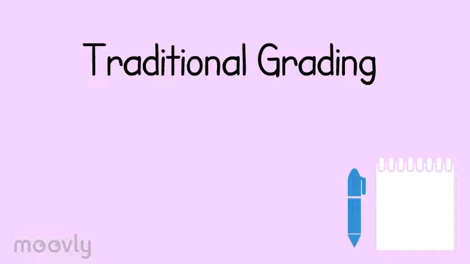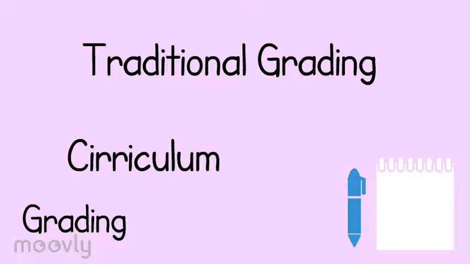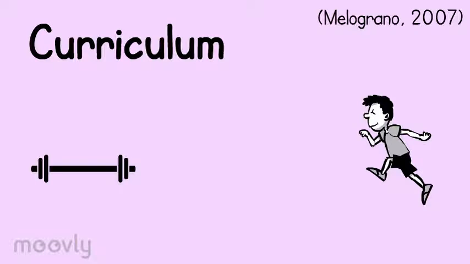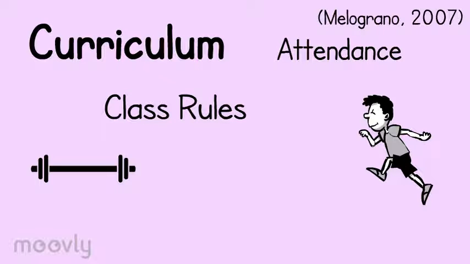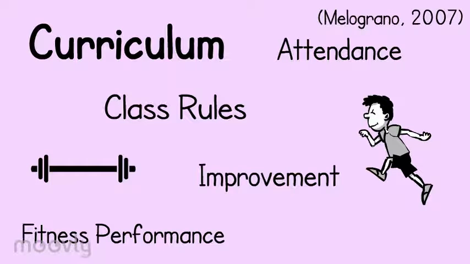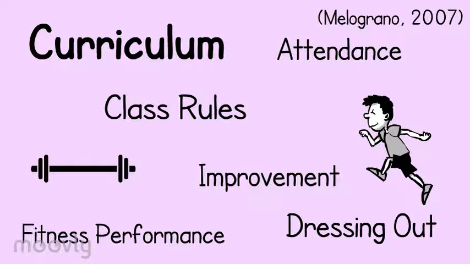Traditional grading can be described as grading based solely on factors that don't address learning. This can be broken up into two categories: curriculum and grading. On curriculum, we focus on how traditional grading focuses on simple things such as attendance, so whether a student shows up or not, class rules, whether they follow the rules or not, improvement, whether they show improvement, fitness performance, whether they were fit or not when they got there, and dressing out.